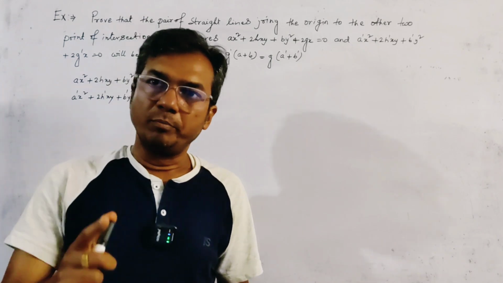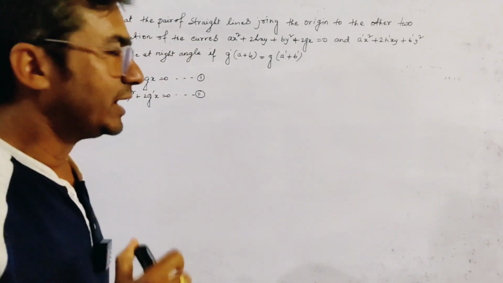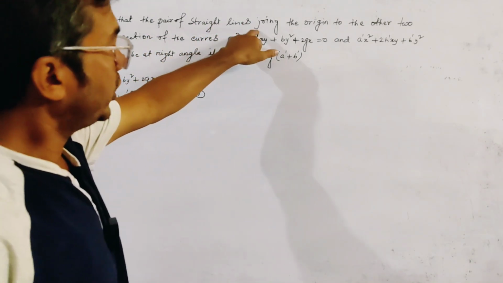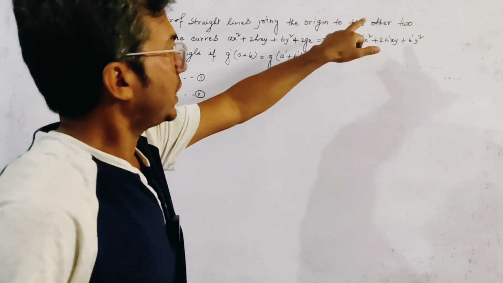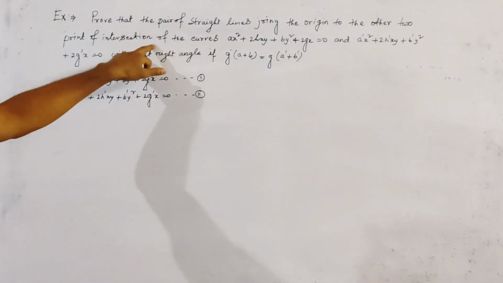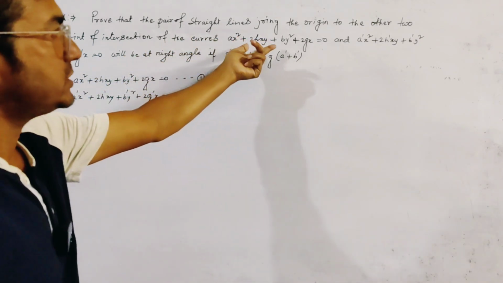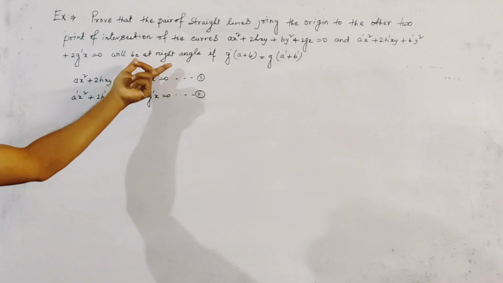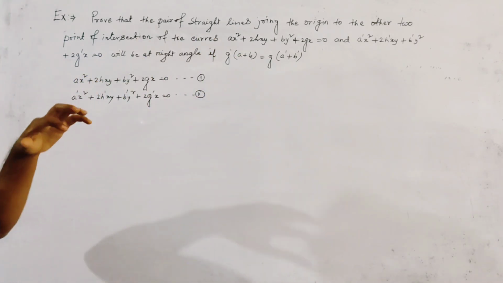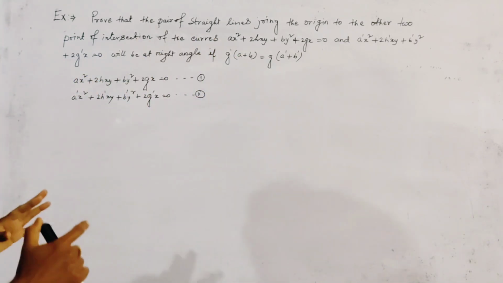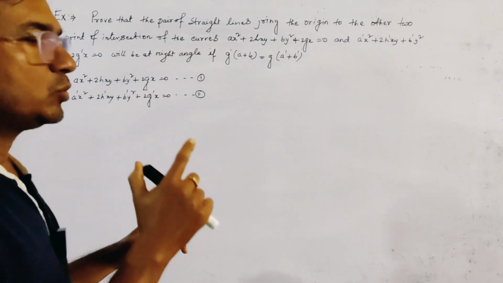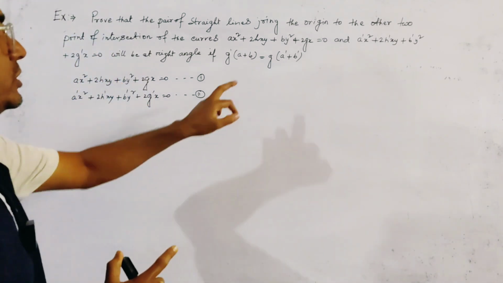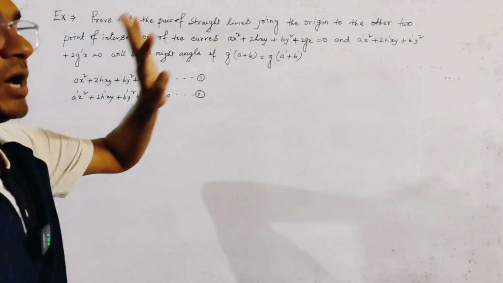This problem is from pair of straight lines, and the problem is: prove that the pair of straight lines joining the origin to the other two points of intersection of the curves given by this and this will be at right angle if this. So we first have to find the pair of straight lines which passes through the origin and the points of intersection of these two curves.